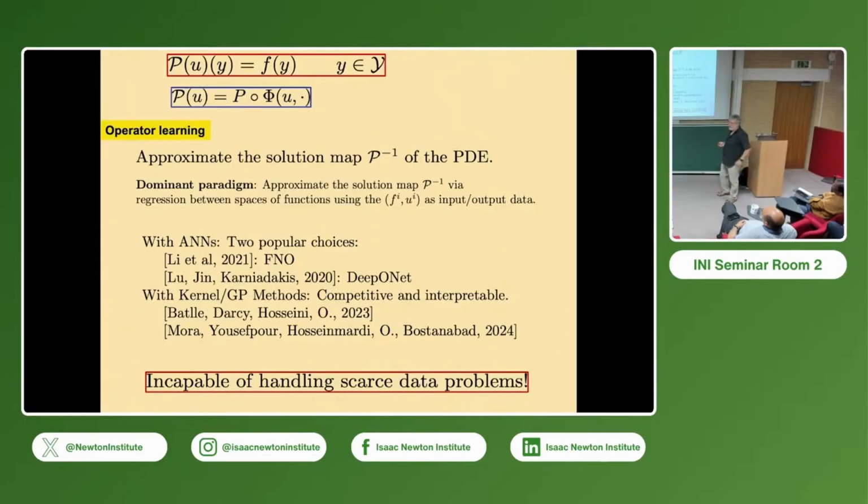Okay, now let's look at operator learning. For operator learning, we want to approximate the solution map of the PDE. The dominant paradigm is to approximate the solution map via regression between spaces of functions, using the f and u's as input-output data. Two popular choices with neural networks are FNO or DeepONet. But you can also see that kernel/GP methods can be competitive for this kind of task.